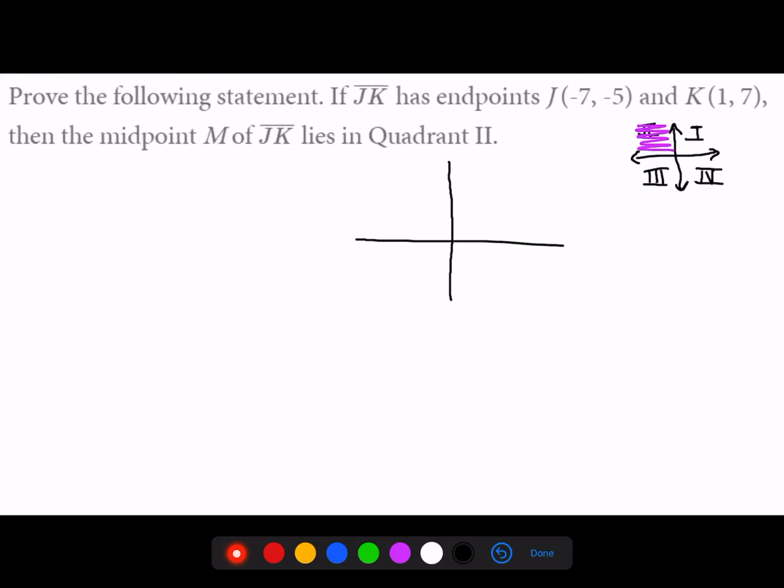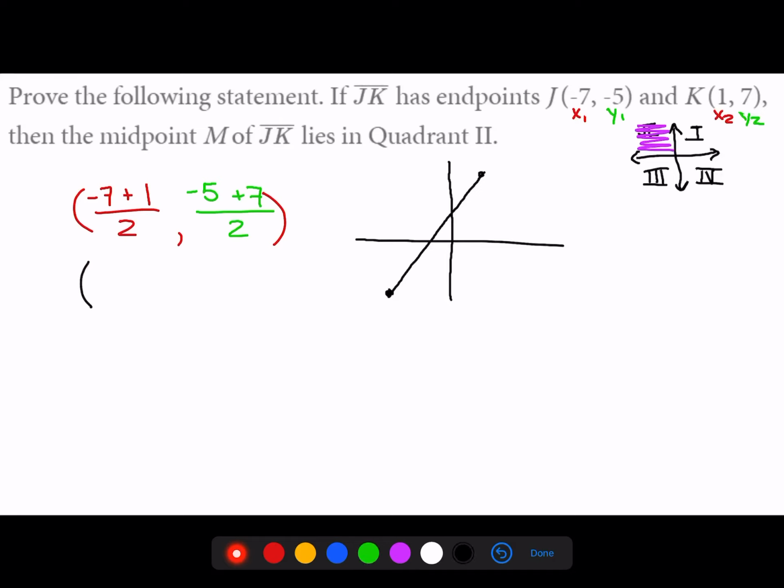So if I just eyeball these, J is at -7, -5, so it's down here. K is at 1, 7, so it's up here. We want to find out if our midpoint is somewhere in this area here. So let's go ahead and see if it is. To find the midpoint, I'm going to label these x1, x2, and then y1, y2. I plug them into my midpoint formula, which is just x1, -7, plus x2, 1, divided by 2. And I do the same thing with my y values: y1, -5, plus y2, which is 7, divided by 2.